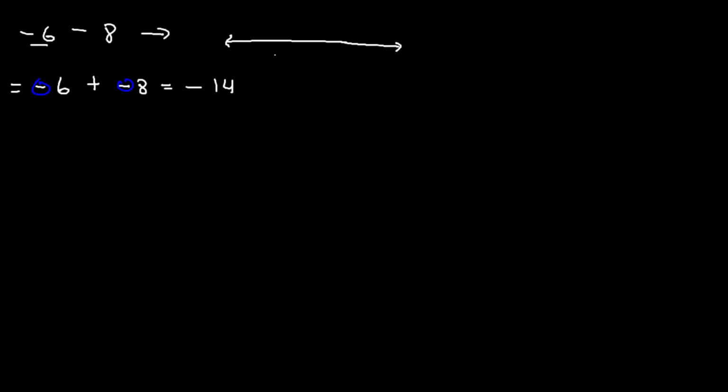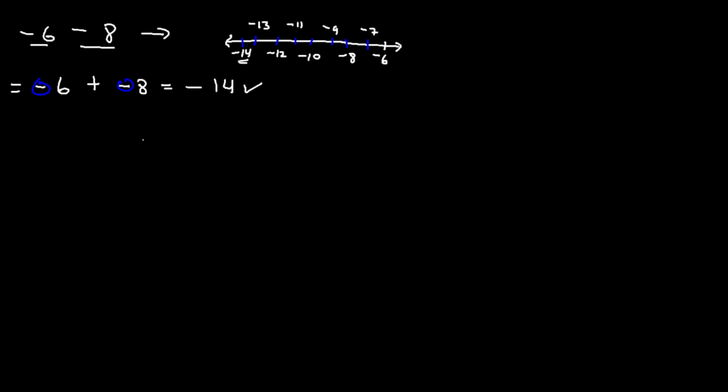Let's locate negative 6 over here. And now, because negative 8 is negative, we will move towards the left 8 places. 1, 2, 3, 4, 5, 6, 7, 8. So we will have negative 7, negative 8, negative 9, negative 10, negative 11, negative 12, negative 13, and negative 14. You see, this answer is correct.